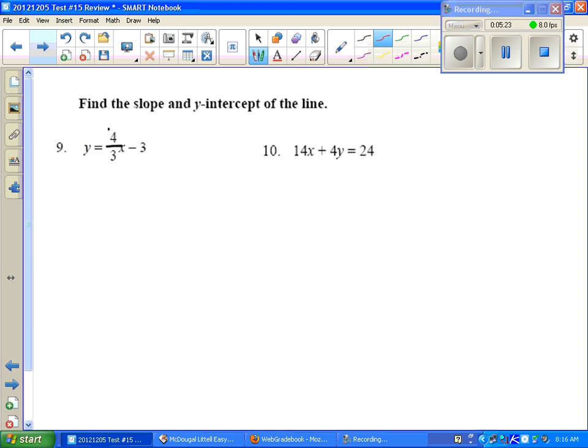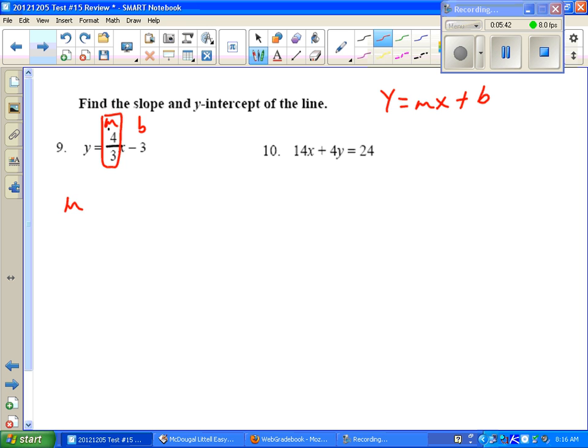Number 9 says find the slope and y-intercept of the line. Slope and y-intercept, remember slope-intercept form, y equals mx plus b. It seems like it's been a long time since we did that, even though it was just last week. That shows you a slope and a y-intercept. Y equals mx plus b. It's given to you. It's already in the correct form.